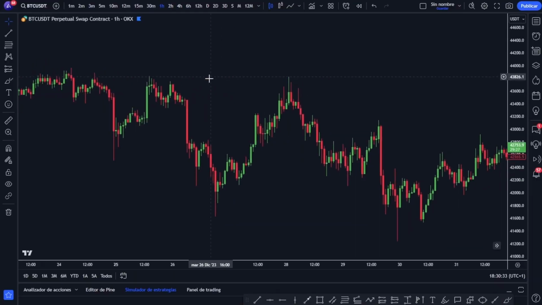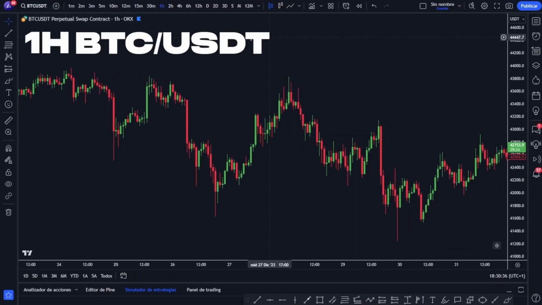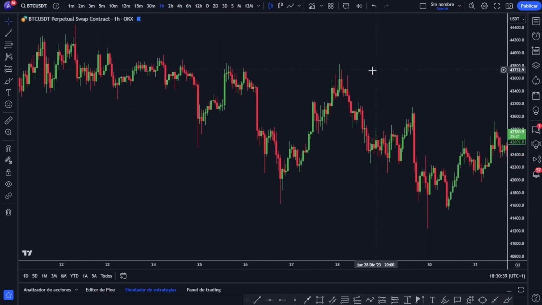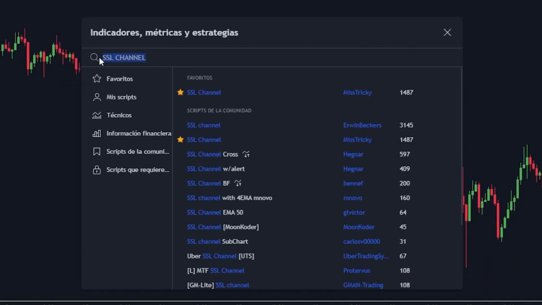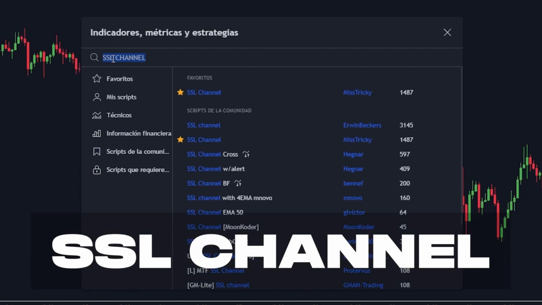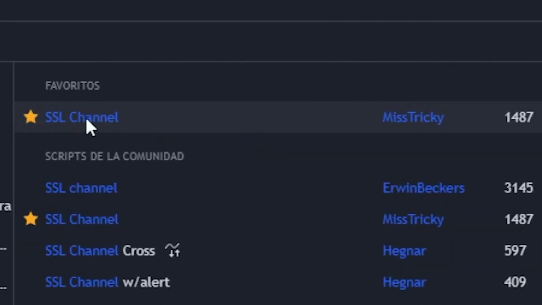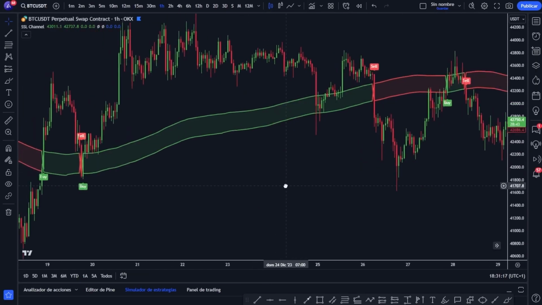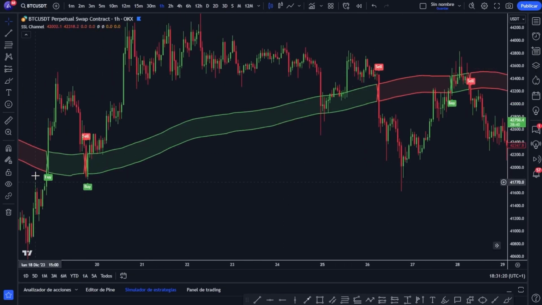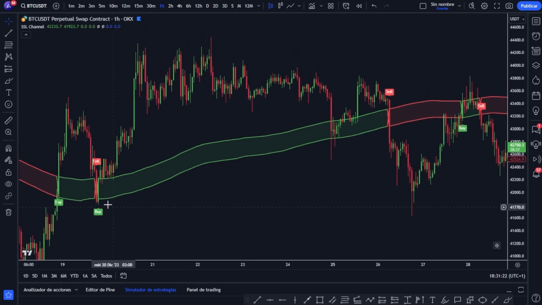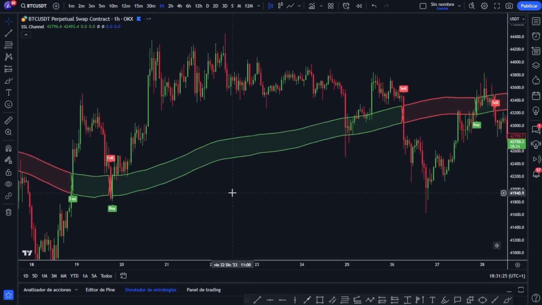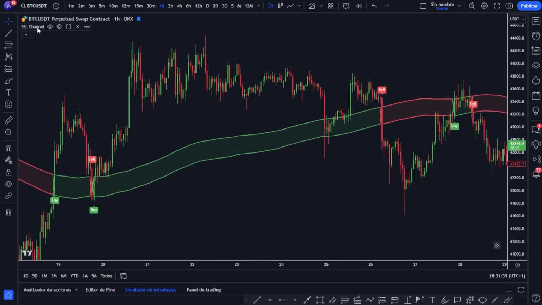Now, in this case, we are on the hourly time frame of the Bitcoin-US pair. As always, we are in a real market, not a replay, and we go straight to the indicator section where we search for the so-called SSL channel from mTricky. Be careful because when searching for SSL channel, there are several options, but it is this specific one we need to select.